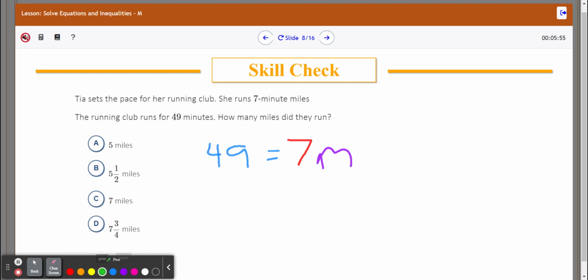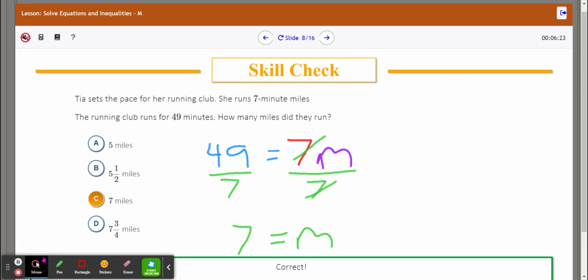Well, again, I want to isolate that variable by itself. I want to get rid of that 7, so I only have m. Since 7 times m is a multiplication problem, I'm just going to divide by 7, because 7 divided by 7 gives me 1, and 1 times m is m. If I divide the right side by 7, I have to divide the left side by 7 as well. So what do I get? I get m equals 49 divided by 7, or 7. And boom, the answer is 7.